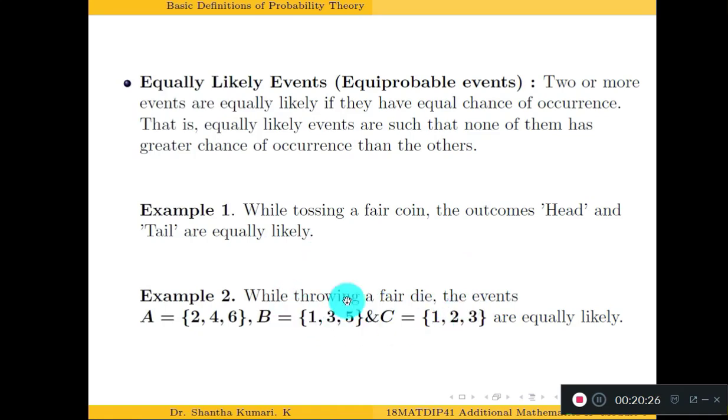And in this case, while throwing a fair die, the events A equal to 2, 4, 6, B equal to 1, 3, 5, and C equal to 1, 2, 3. These 3 events are equally likely. They have an equal number of elements. Clearly, the chance of occurrence will be the same.